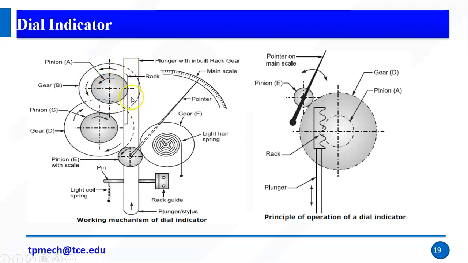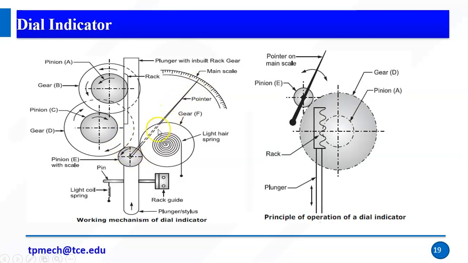So if the rack moves up and down, then pinion A rotates. If pinion A rotates, then gear B also rotates. Gear B is meshed with pinion C, so pinion C also rotates. Gear D is connected with pinion C. So if pinion C rotates, then gear D also rotates, and it is meshed with pinion E. So pinion E also rotates. Pinion E is connected with the indicating hand.